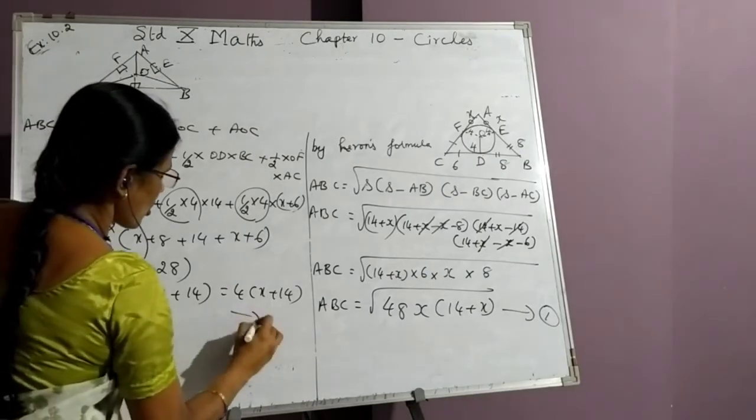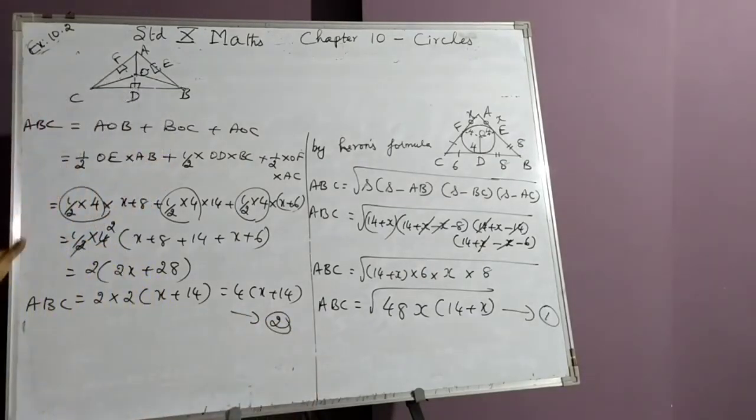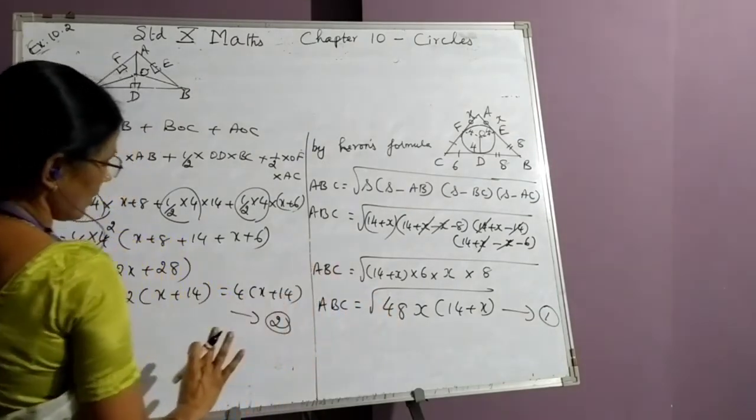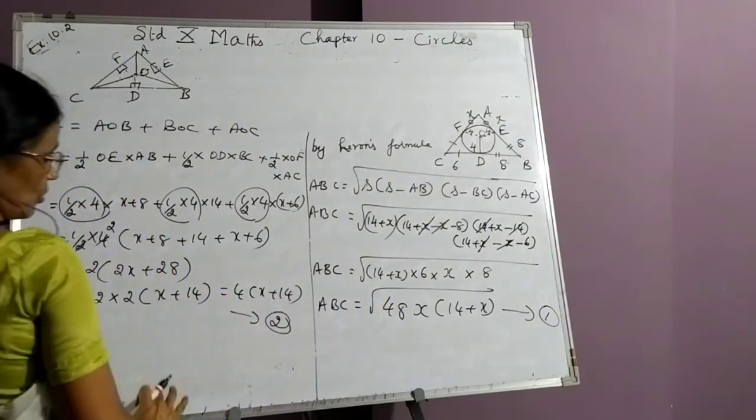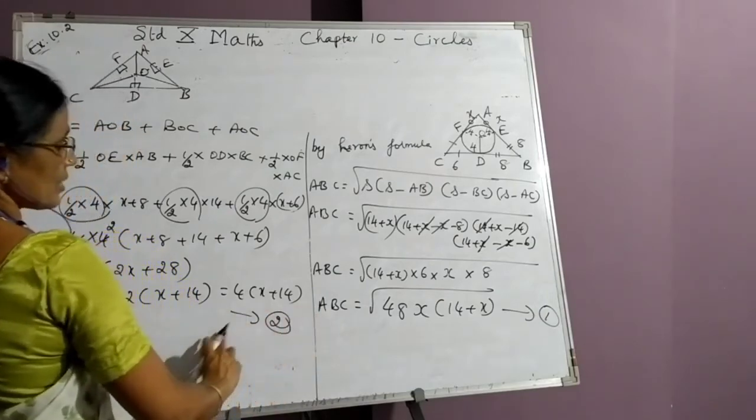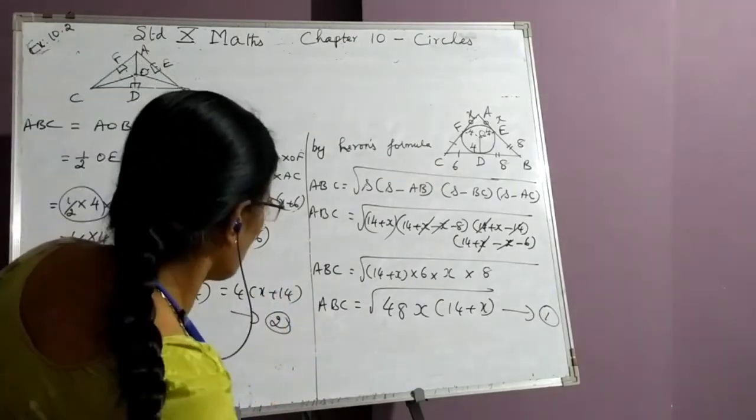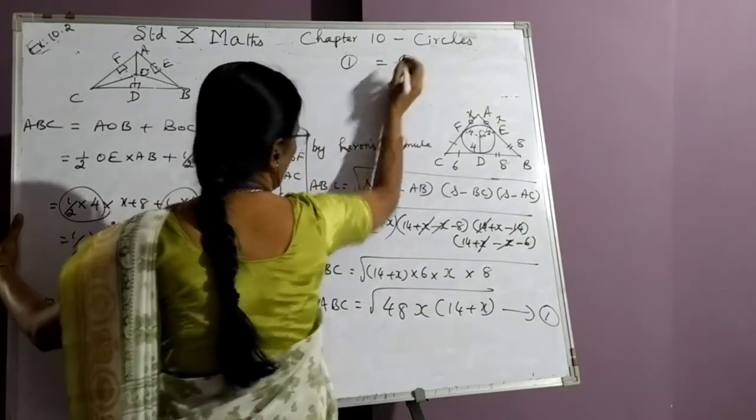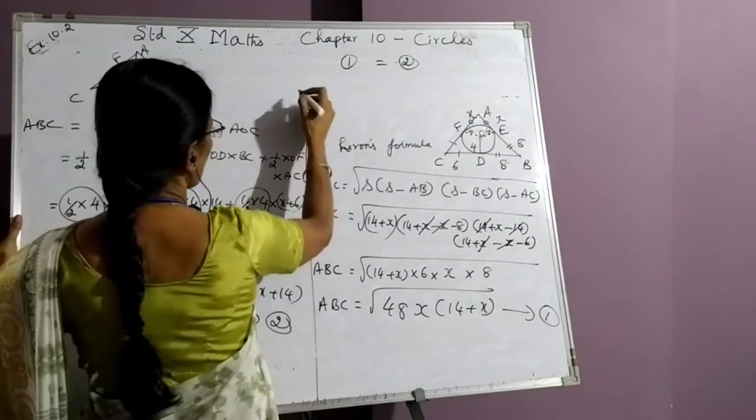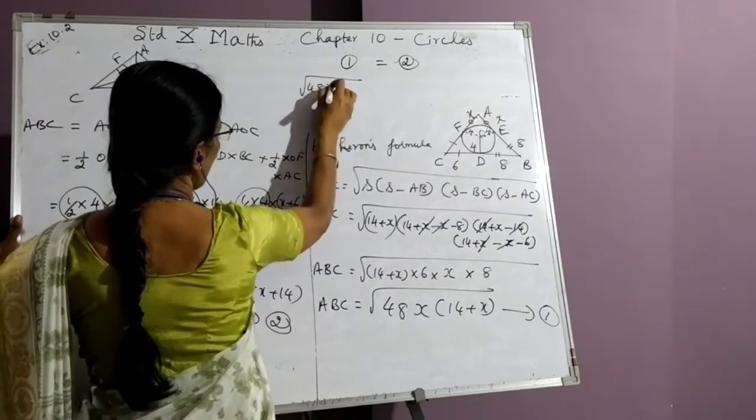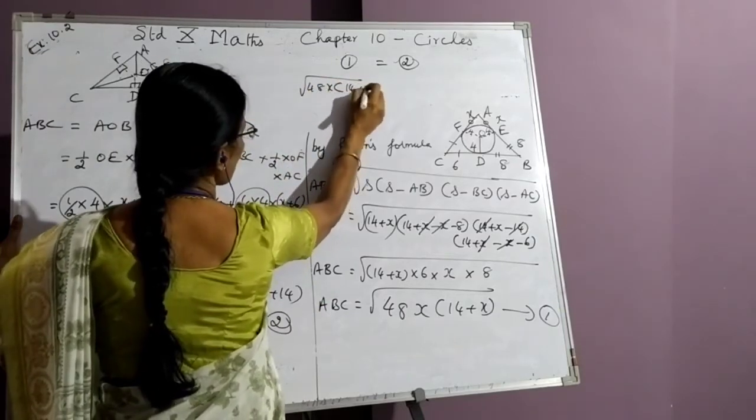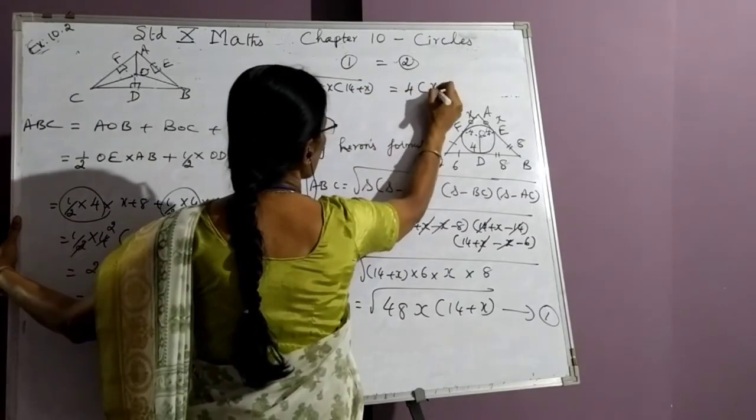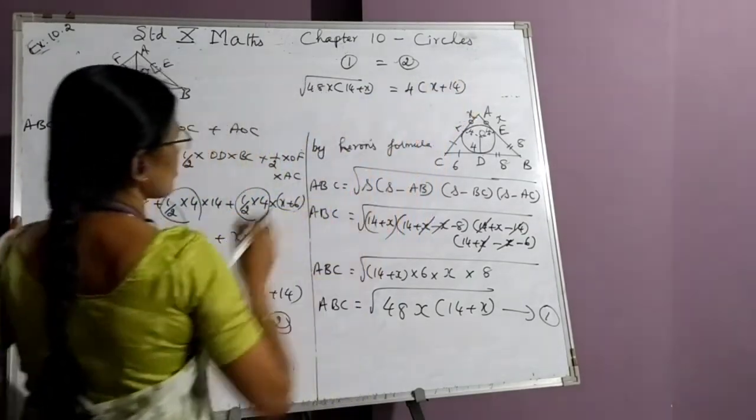So here we got 2 results. This is area of triangle ABC. This is also area of triangle ABC. Therefore, we are going to equate result number 1 and result number 2. So 1 and 2 are equal. What is result number 1? Root of 48x into 14 plus x. Result number 2 is 4 into x plus 14. These two results are equal.